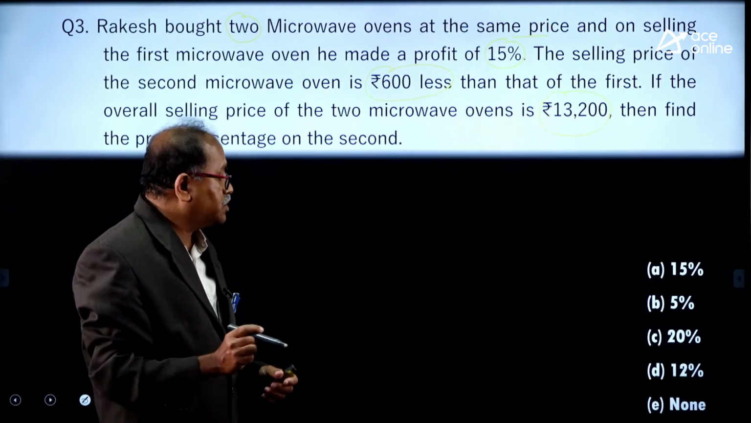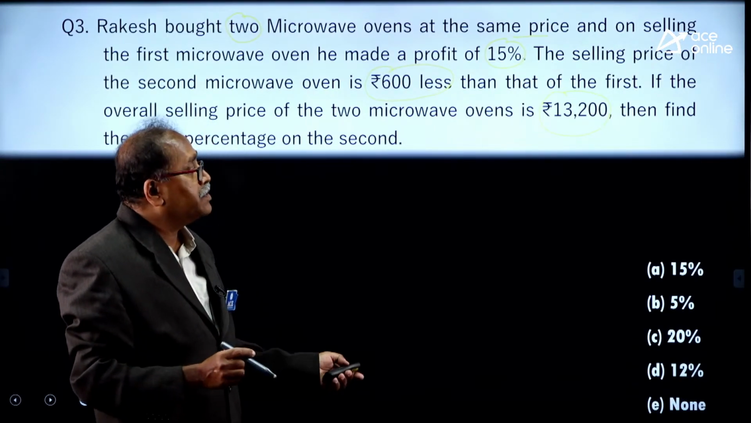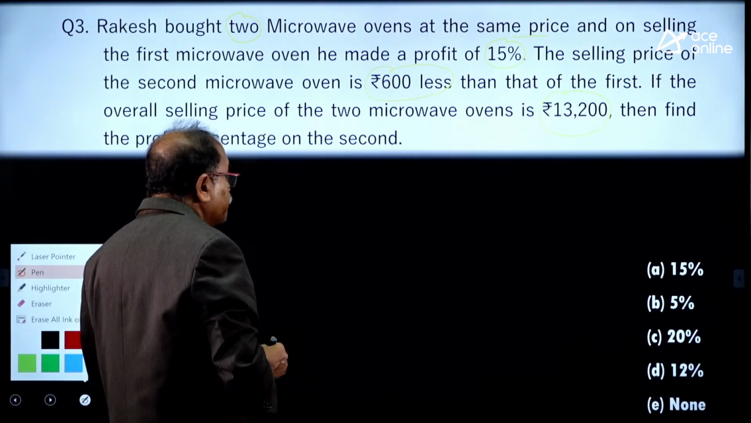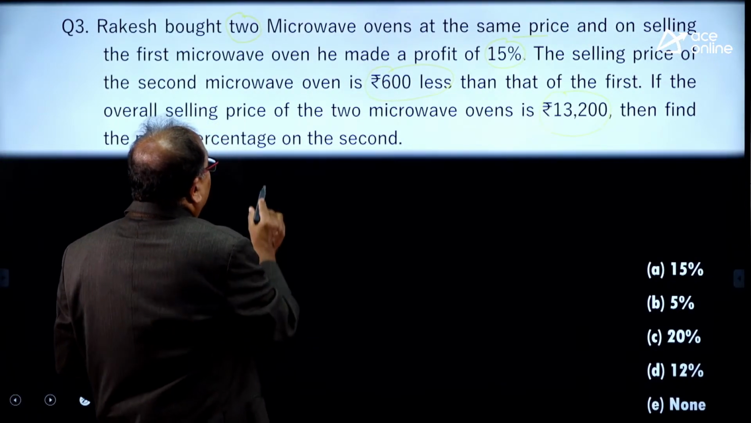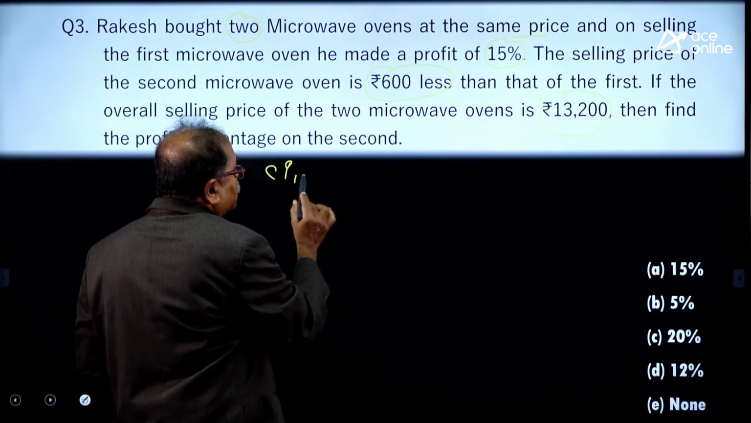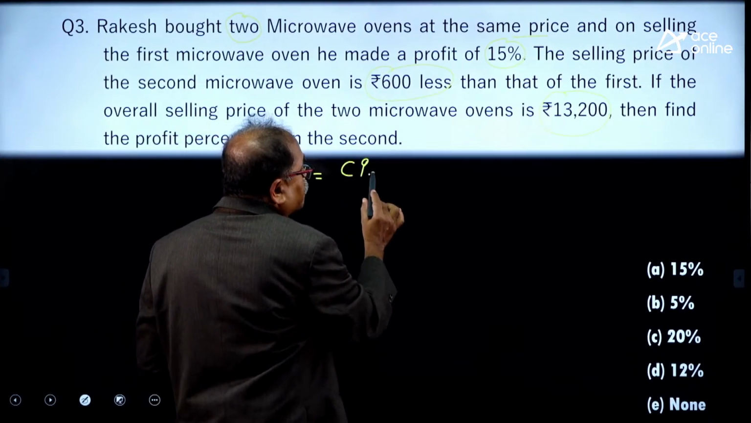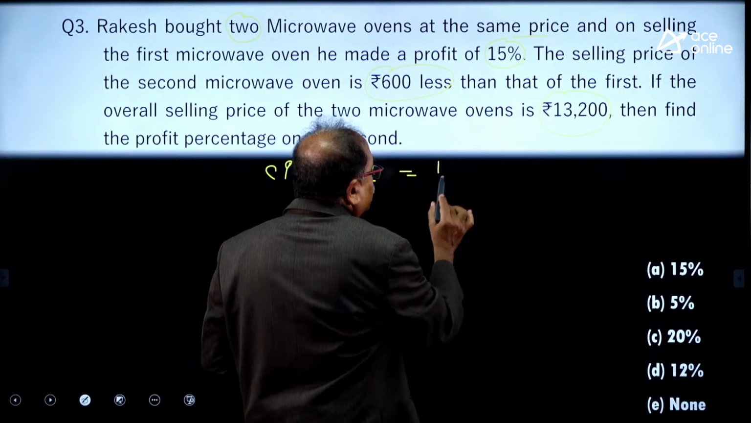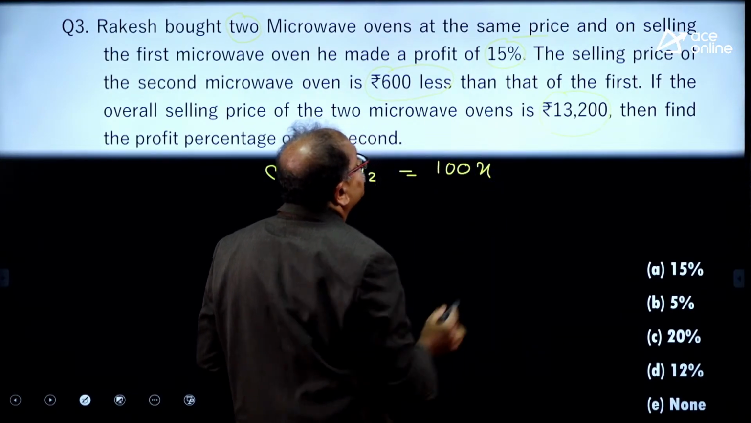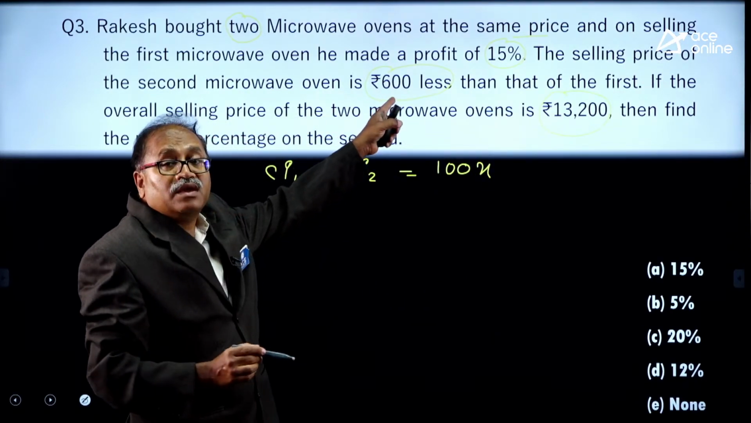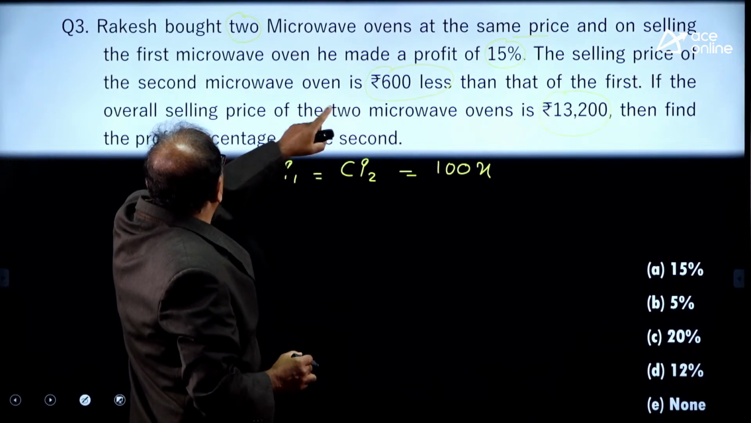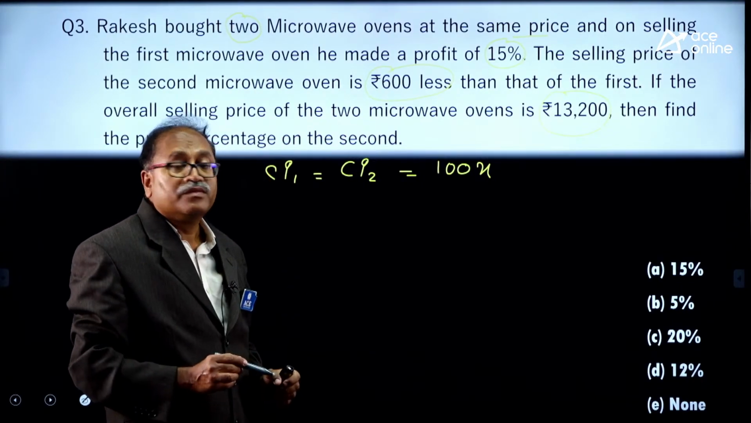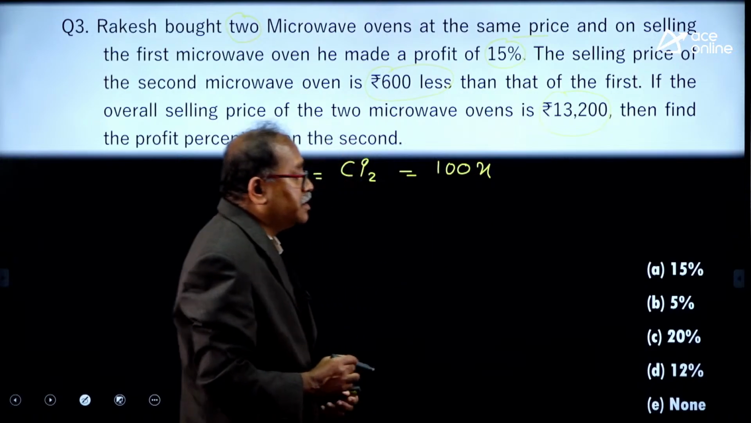Hope the question is understood by you, and I am giving you the 30 seconds. Let me give a start here. How do I start here? Here it is already said that CP1 is equal to CP2, and let us consider that as 100x. Why should I consider 100x? In the second case, the selling price is 600 less than the first one. So, I consider this as 100x.